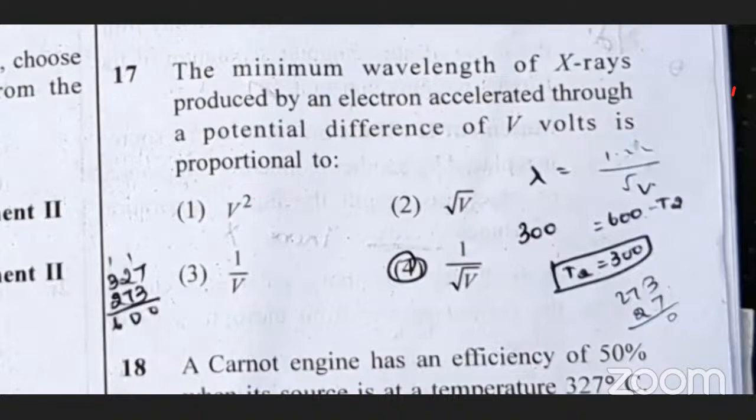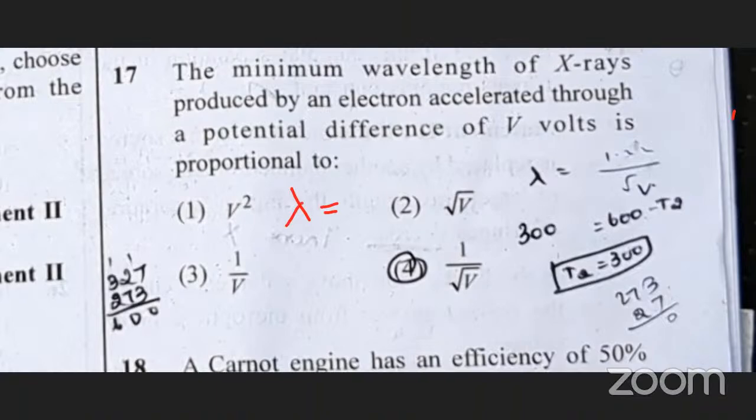Then the next question we need to find. The minimum wavelength of X-ray produced by an electron accelerated through a potential difference of V volt is proportional to. For the wavelength of the electron, we know the formula lambda is equal to 12.27 divided by root V angstrom. Angstrom is 10 power minus 10 meter.